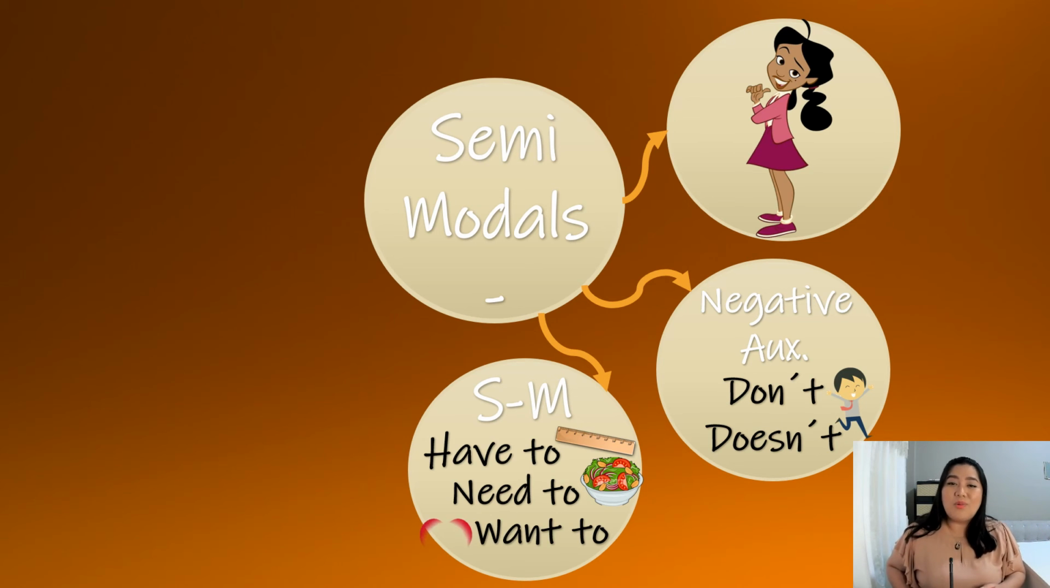And finally, want to, for desires. In this case, you don't want this. It's not your desire. She doesn't want to. I don't want to. They don't want to. Yeah, we don't want this.